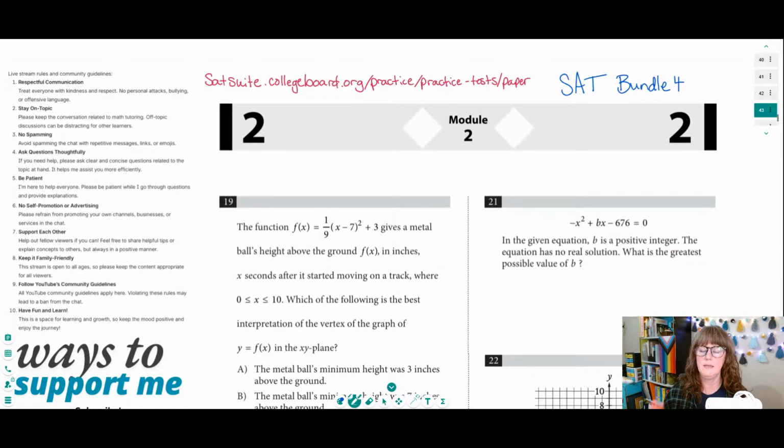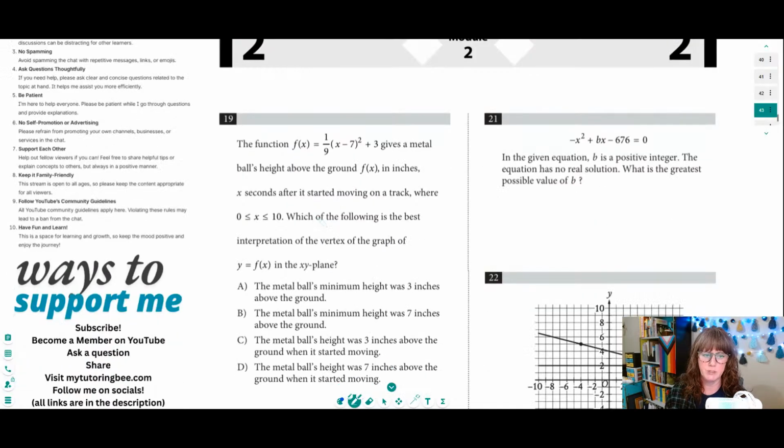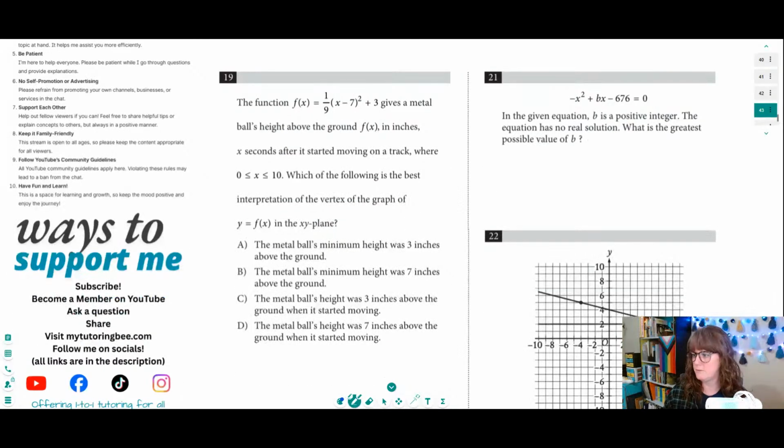Okay, so this is the SAT Bundle 4. If you're wanting to look that up yourself and have that printed out, we are down. I've been trying to do 2 pages each week, so this is the 3rd week. So that's why we are down to starting on number 19 for tonight. So let's go ahead and get into number 19.